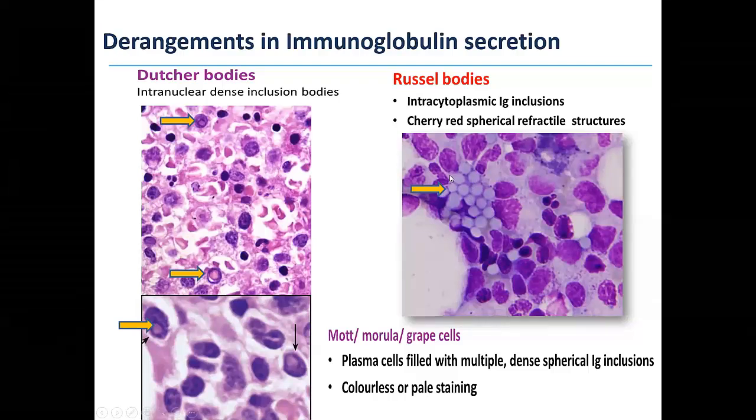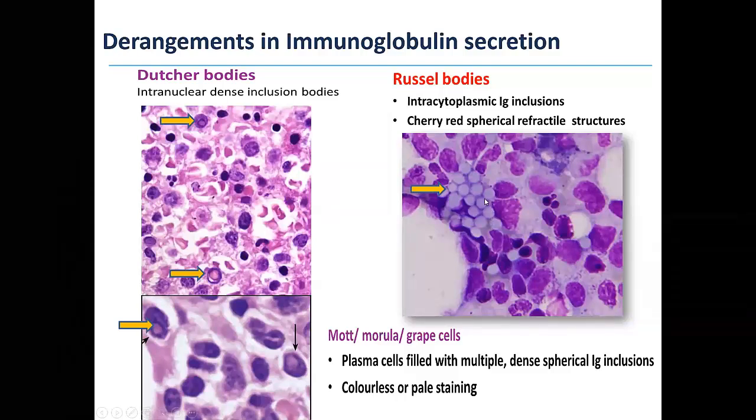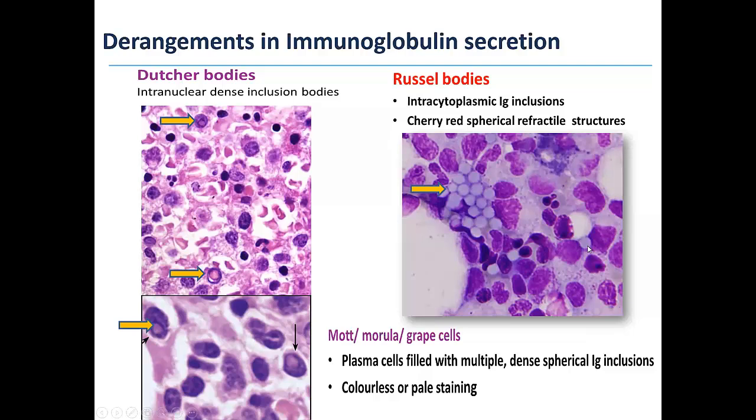Whenever we are examining a bone marrow, you will find that in the cytoplasm we find immunoglobulins. Now, these are Russell bodies. As you can see, these immunoglobulins are the Russell bodies. These are in a plasma cell which keeps on secreting these immunoglobulins. Such cells are known as Mott cells, morula cells, or grape cells. See, it is extracellular also, which is lying around.